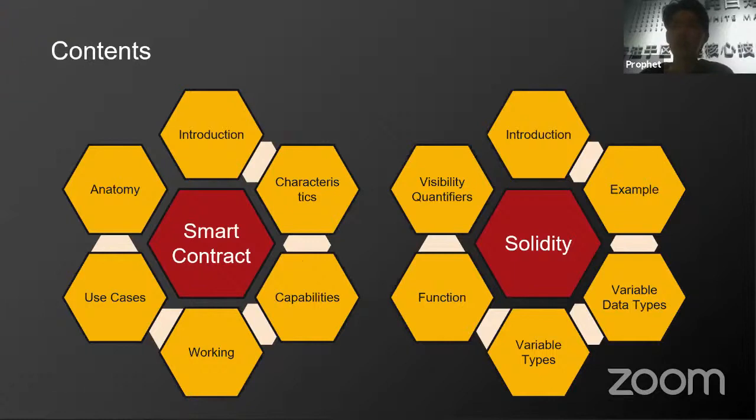Following are the contents of this week's class. The first part is about the smart contract. At first, we will introduce the smart contract, its characteristics, its capability, how it works, and its use cases. In the second part, we will introduce Solidity. I will introduce in detail the Solidity history, its data types and variable types, and how to build a function, with details about function modifiers and events, something like that. If somebody still feels confused or unfamiliar with Solidity, don't worry about that. I will talk in detail.